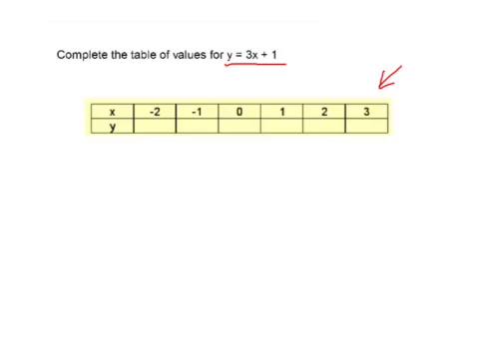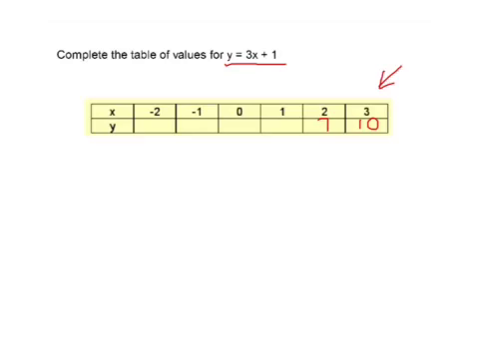The best way to do this is to have a look at the 3 at the end here and do y equals 3 times 3, which is 9, add 1, which gives us 10. So I'll write my 10 in here. And then move on to the 2. Y equals 3x plus 1, so y equals 3 times 2, which is 6, add 1 gives me 7.